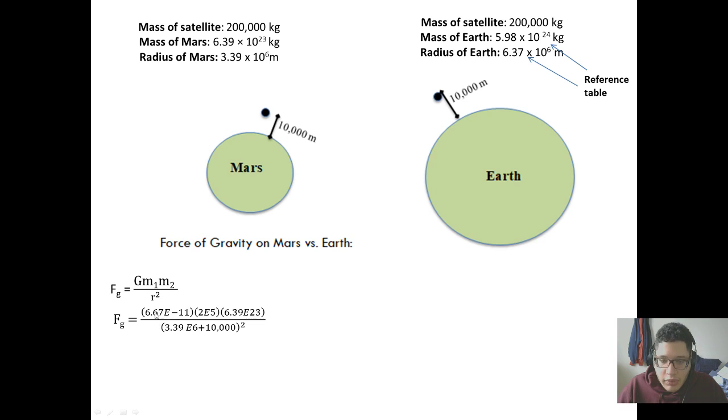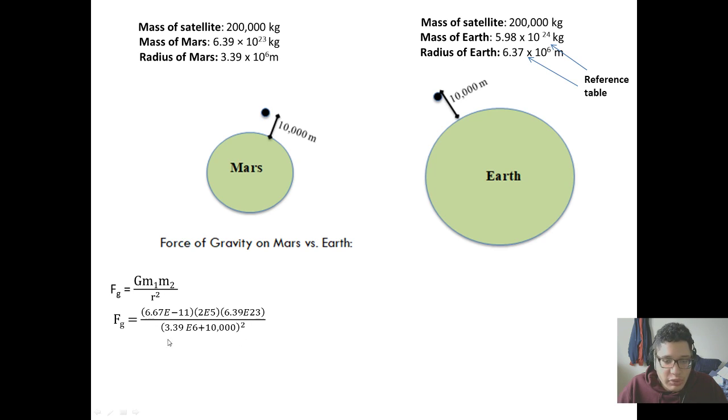So we've got Fg, 6.67 e negative 11 times 2 e5 times 6.39 e23 over. Now notice what I'm doing here for the radius at the bottom, because the radius of Mars means from the center point of Mars to the edge of Mars. But that's not where the satellite is. The satellite is not at the edge of Mars. It's going from the center of Mars to the edge of Mars plus 10,000 extra meters. So that's what I'm doing at the bottom for the radius calculation.